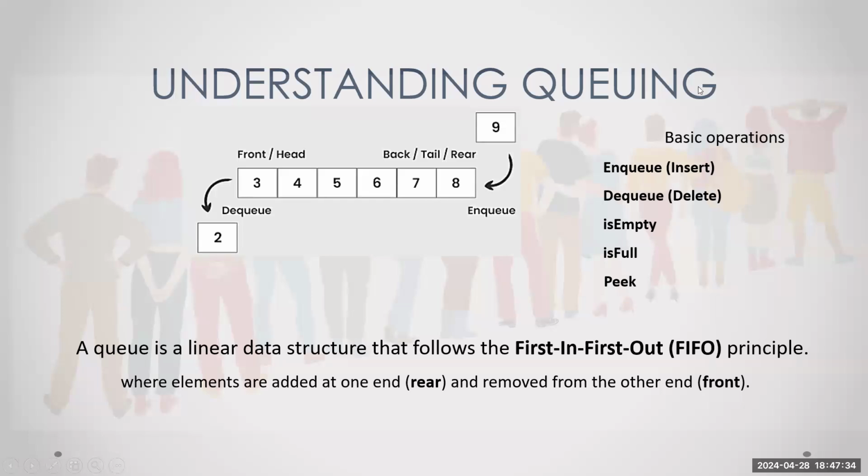To come to some basic operations in a queue, the most basic ones: we have enqueue, which means to insert an element into your queue, and then there is dequeue, which is to delete an element out of your queue. The isEmpty function checks if your queue is empty or not, and the isFull function checks if your queue is full or not.